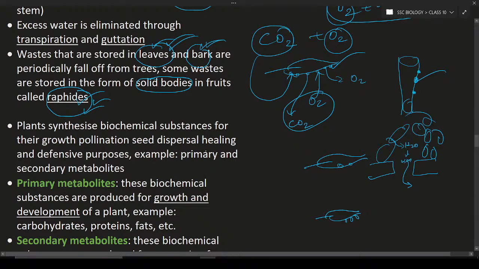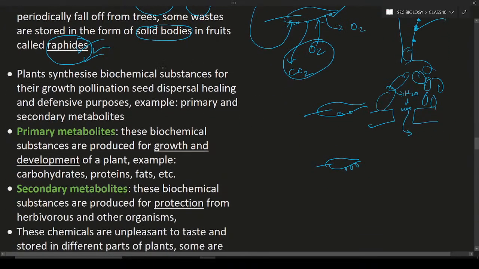These plants are going to synthesize biochemicals, and these biochemicals are used for growth. Growth means increase in size, increase in height of the plant body, or increase in the number of cells in the plant body. That is growth. These biochemicals are also produced for pollination, seed dispersal, and so on. What is seed dispersal? Seed dispersal is nothing but spreading of seeds in nature.